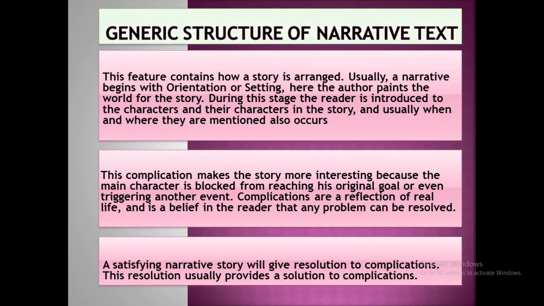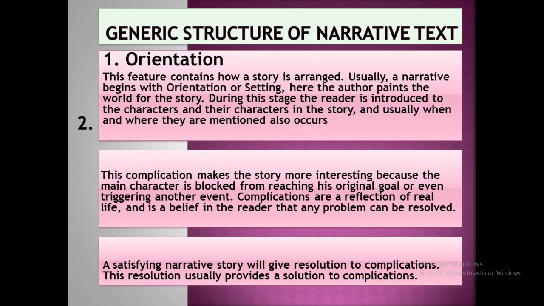Generic structure of narrative text. First, orientation. This feature contains how a story is arranged. Usually, a narrative begins with orientation or setting. Here, the author paints the world for the story. During this stage, the reader is introduced to the characters and their characters in the story, and usually when and where they are mentioned also occur.